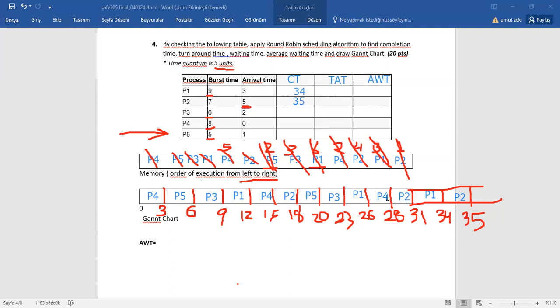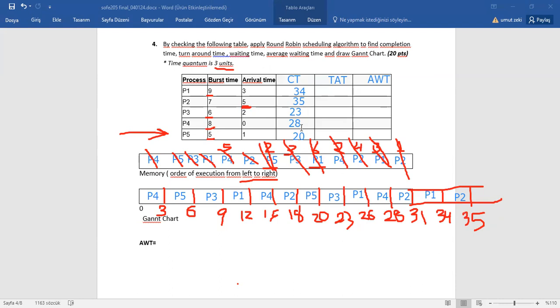This is, we did it. Completion time of process 4 is 28. Completion time of process 1, we did it. Completion time of process 3 is 23. Completion time of process 5 is 20. Why did I start from the end? Because at the end, we can find the last appearance of the processes.